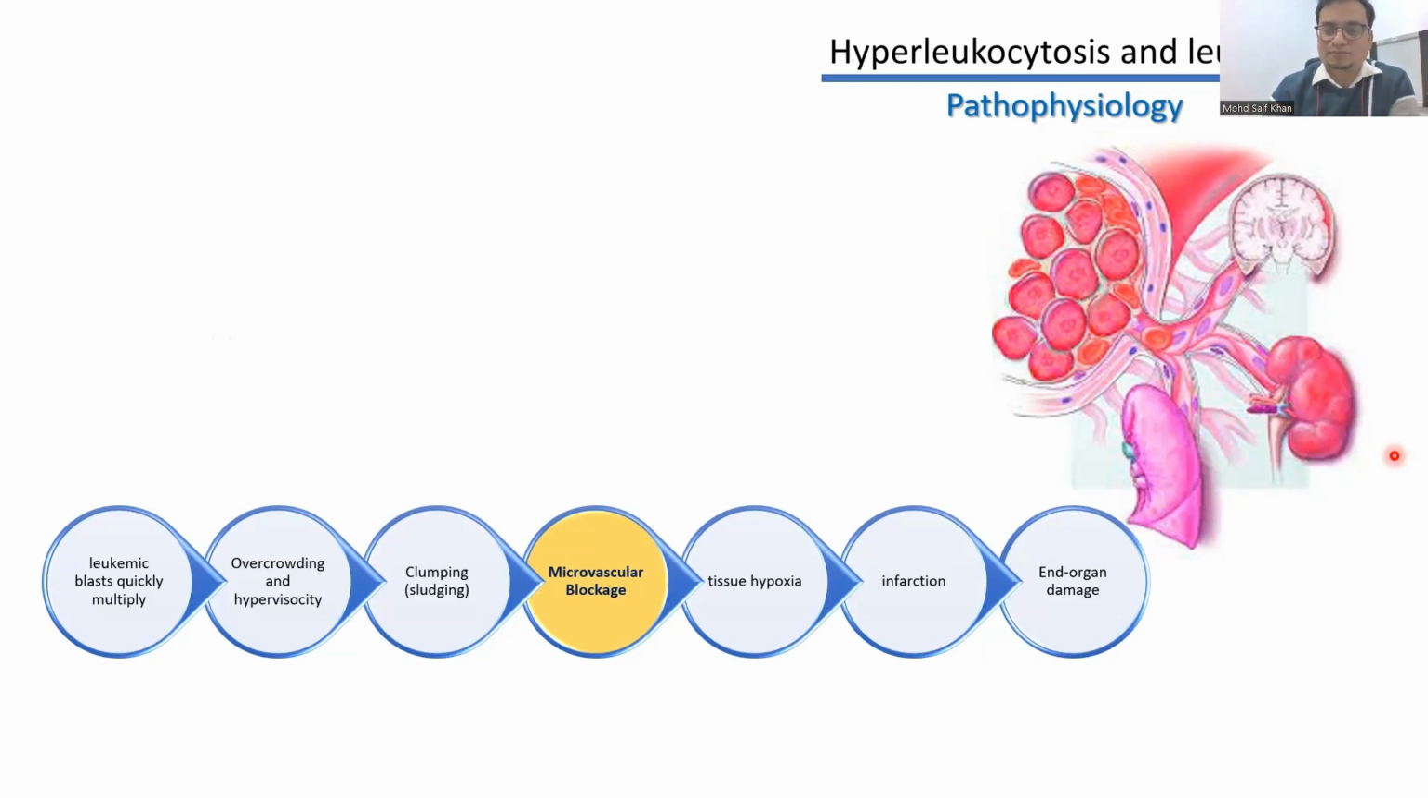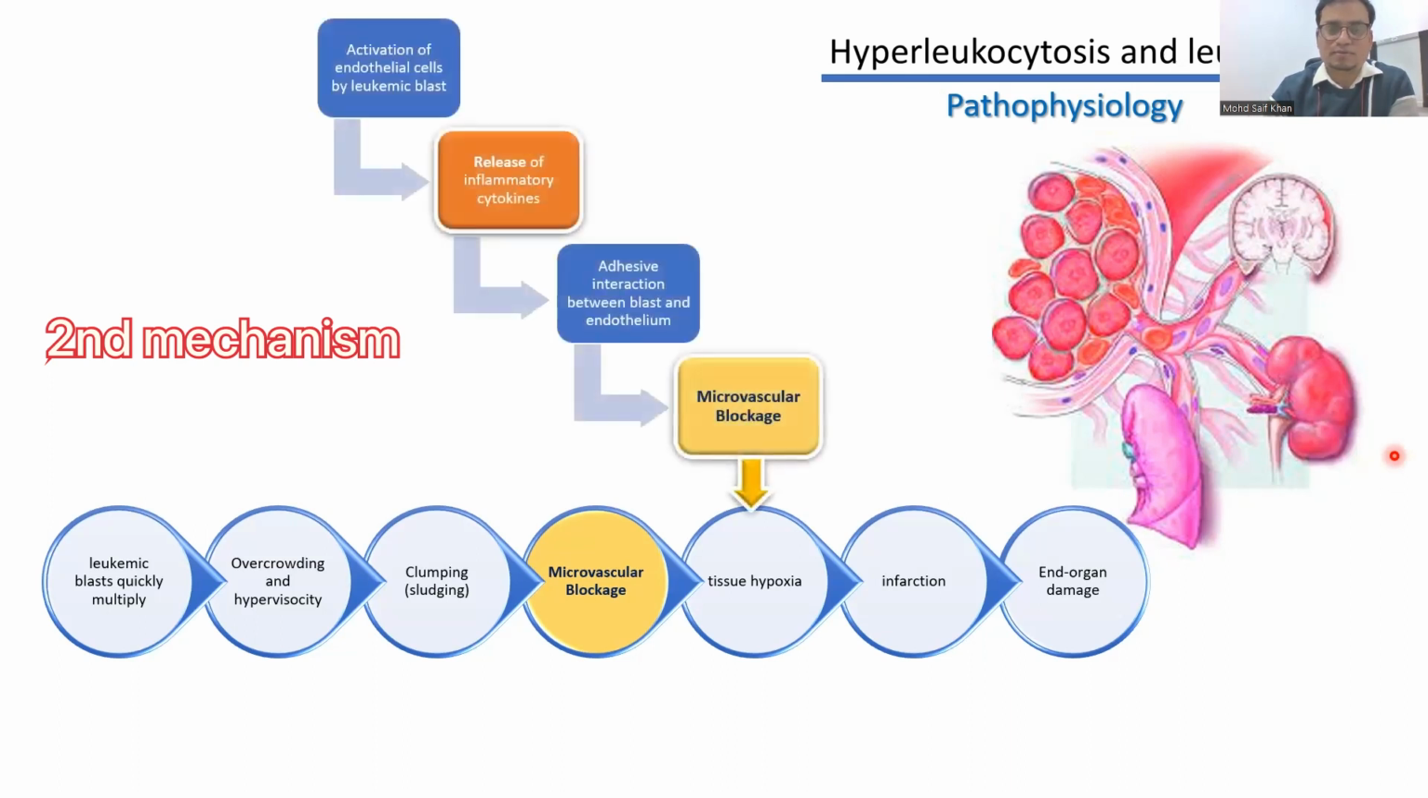There is another mechanism, where the leukemic blast can adhere to the endothelium because there is a release of inflammatory cytokine and then there is an activation of endothelial cells by the leukemic blast. So both ways there will be adhesive interaction between the blast and endothelium and that will result in microvascular blockage even when the number of leukemic blast is less.